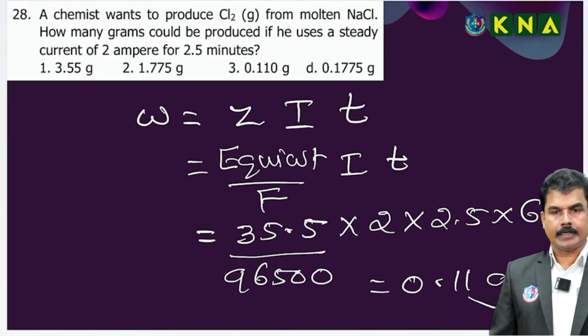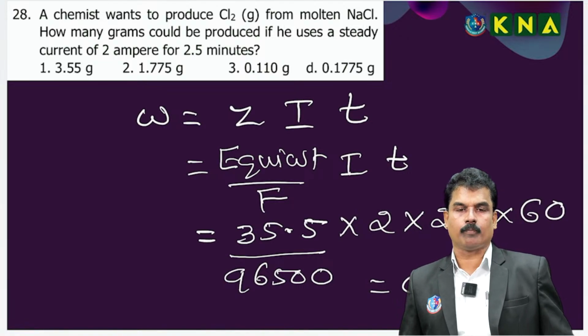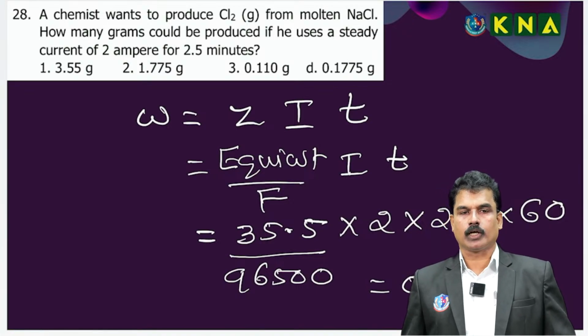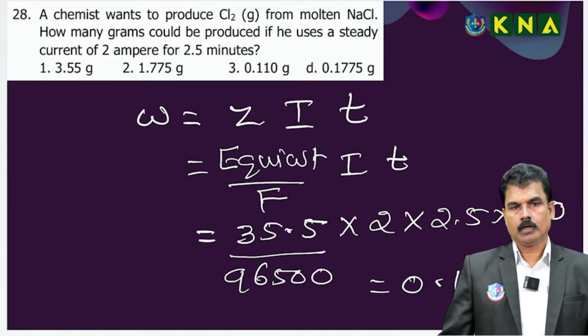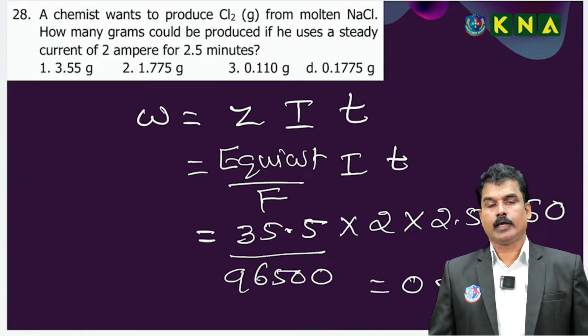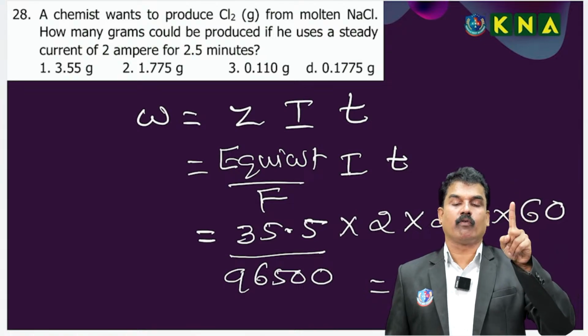W is equal to ZIT, Faraday's first law. Weight of substance deposited or liberated is directly proportional to the quantity of current passed through the electrolyte. W proportional to Q, W is equal to Z into Q. Q is I into T. How to get Z? Z is equivalent weight by Faraday. Equivalent weight of a substance or element is atomic weight by valency.